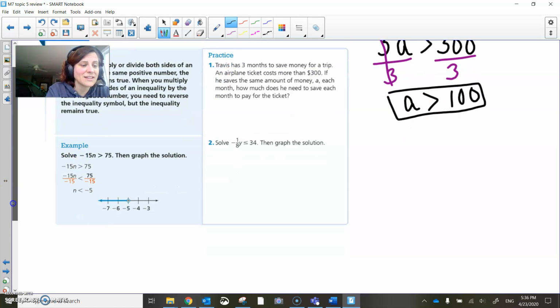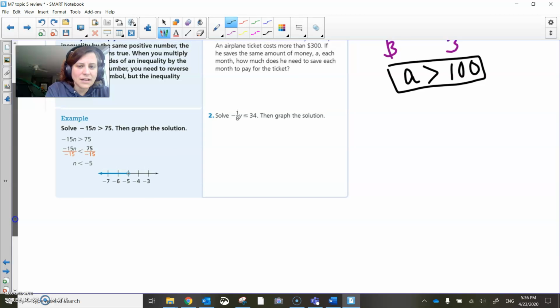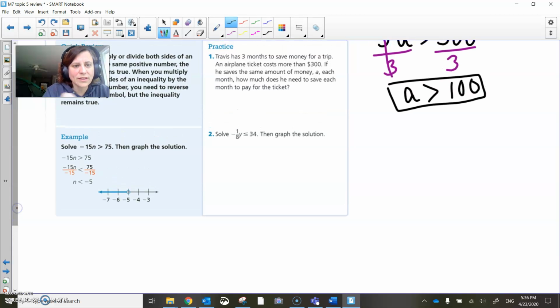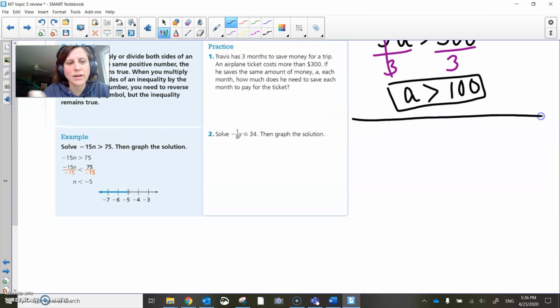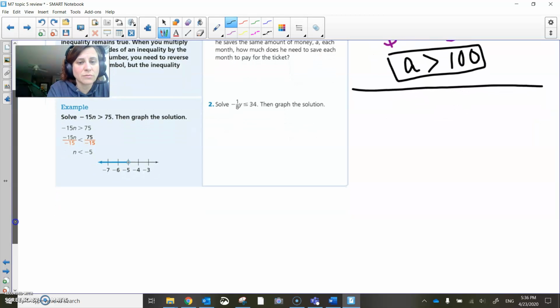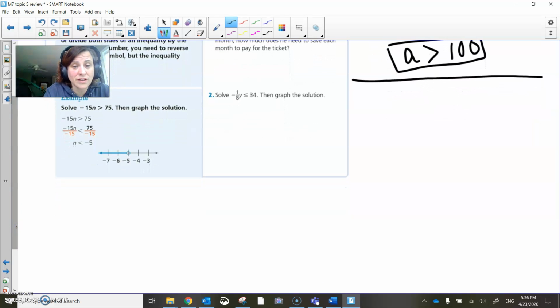Travel. Okay, now let's look at this next one. Here's where things get tricky, and if what I'm saying is super confusing to you, maybe hit pause and go watch that other video. So they want us to solve negative 1/8 y is less than or equal to 34, and then they want us to graph it. Let's not worry about that right now.